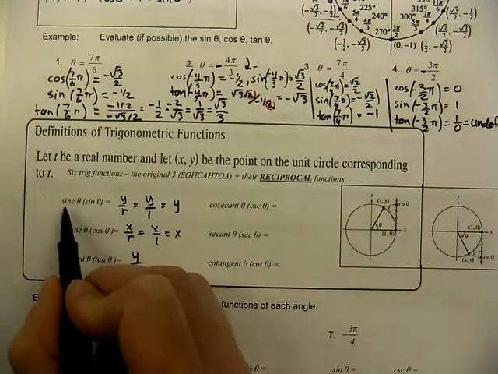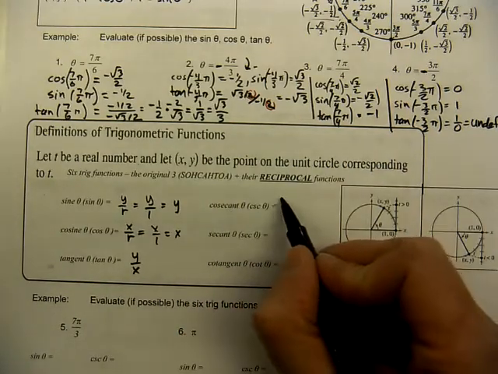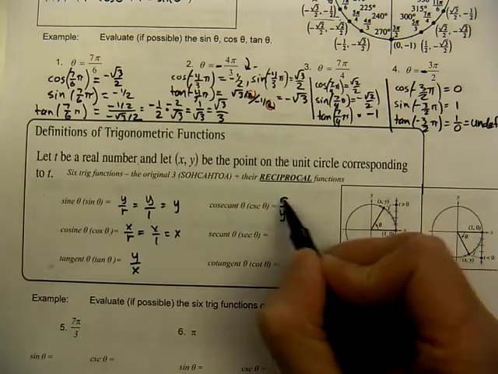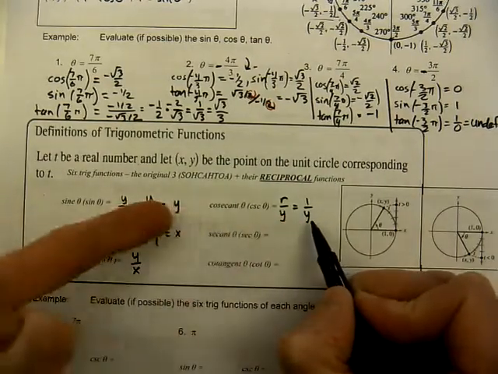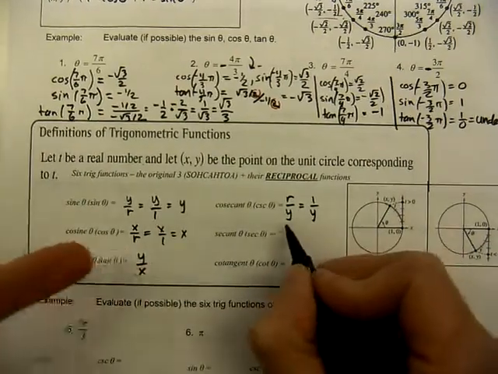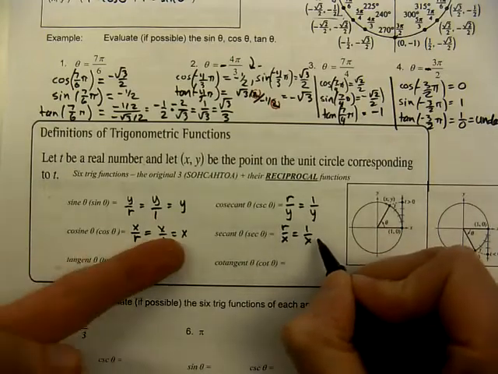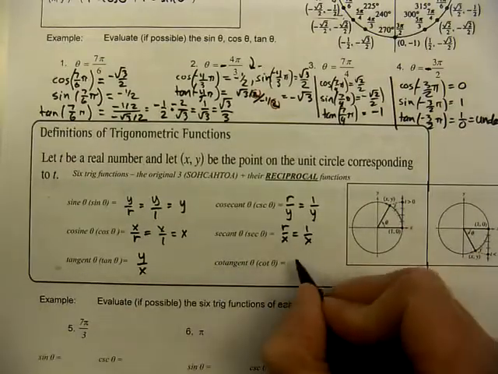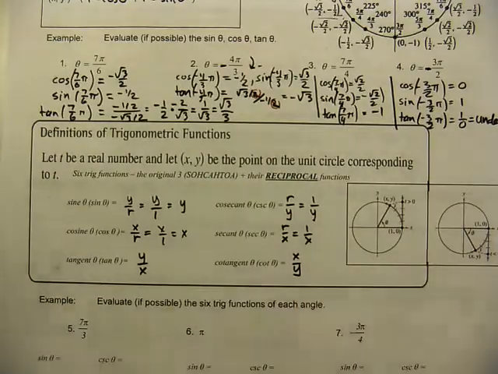So the reciprocal of sine is cosecant. That means you have r over y. Again, we have a radius of 1, so that would be 1 over y. So it's literally the reciprocal of the y coordinate. The reciprocal of cosine is secant, so that's r over x. But again, the radius is 1, so it's the reciprocal of the x coordinate, which is 1 over x. And the reciprocal of tangent is cotangent, and so that's going to be the x coordinate over the y coordinate. Again, you can't divide by 0.